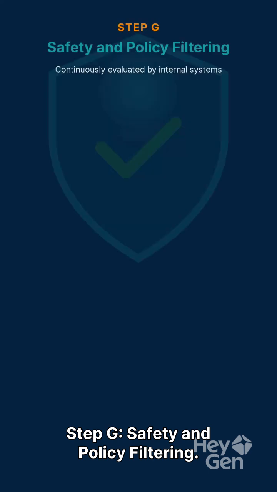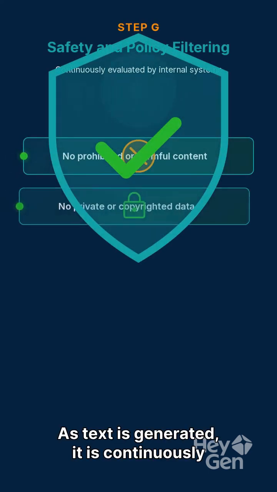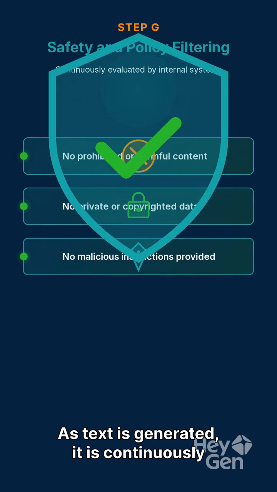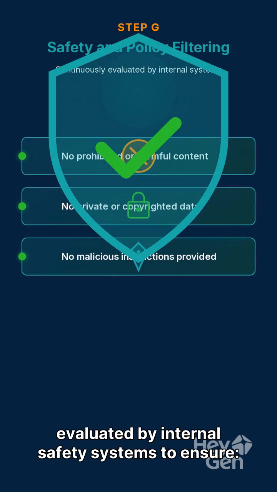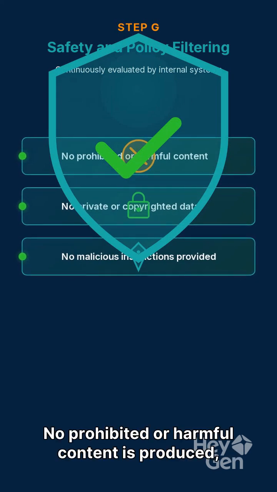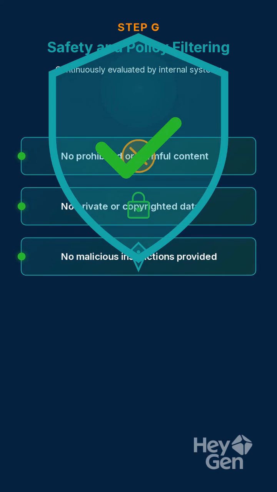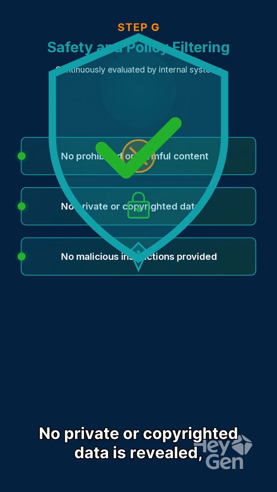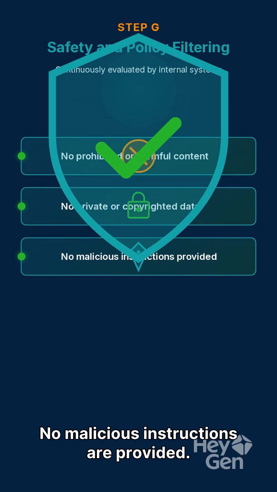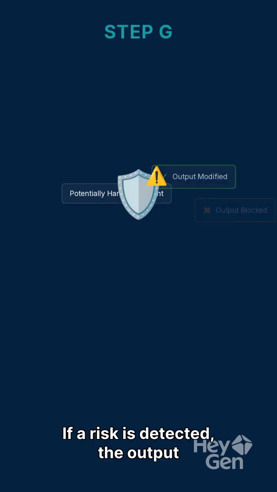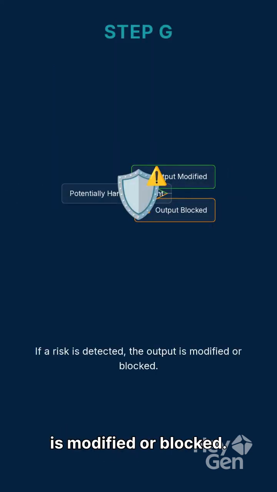Step G, safety and policy filtering. As text is generated, it is continuously evaluated by internal safety systems to ensure no prohibited or harmful content is produced, no private or copyrighted data is revealed, no malicious instructions are provided. If a risk is detected, the output is modified or blocked.